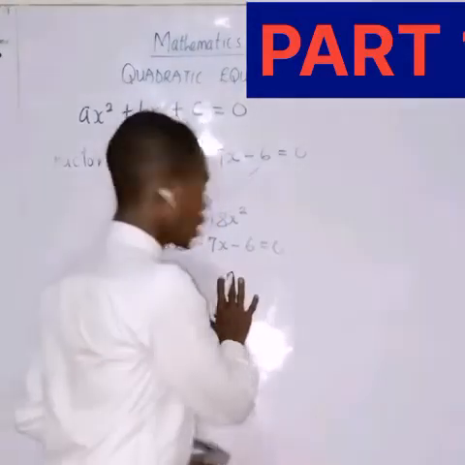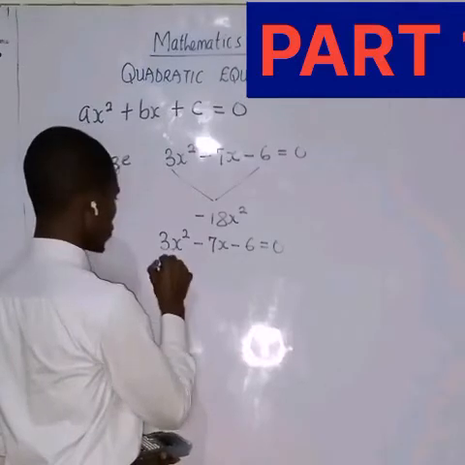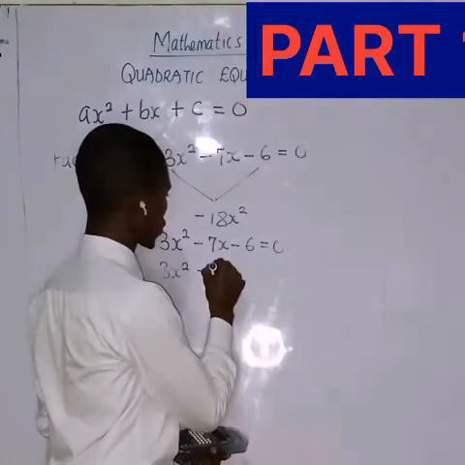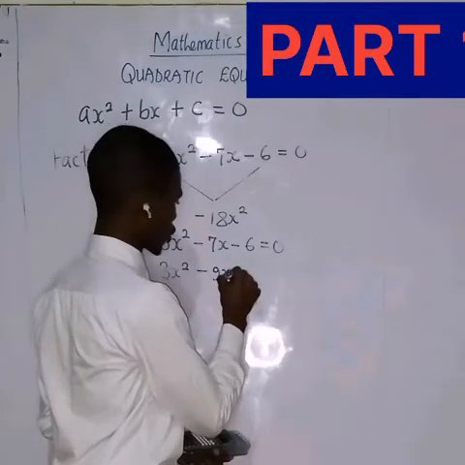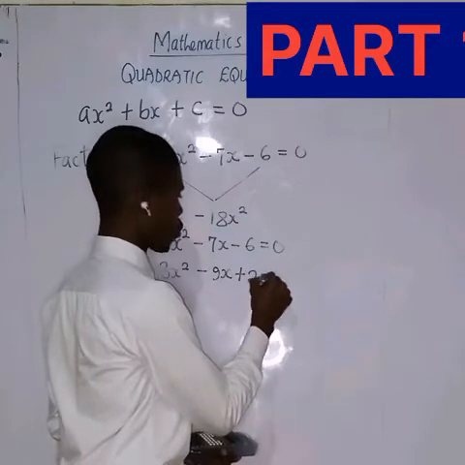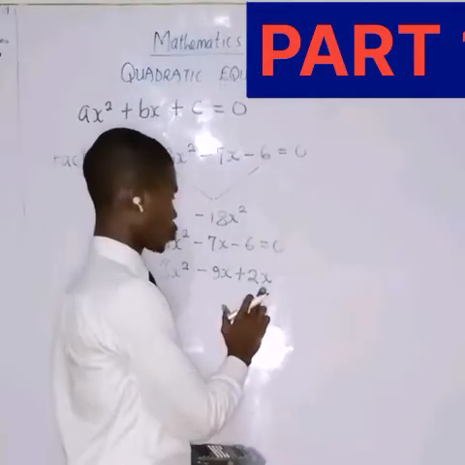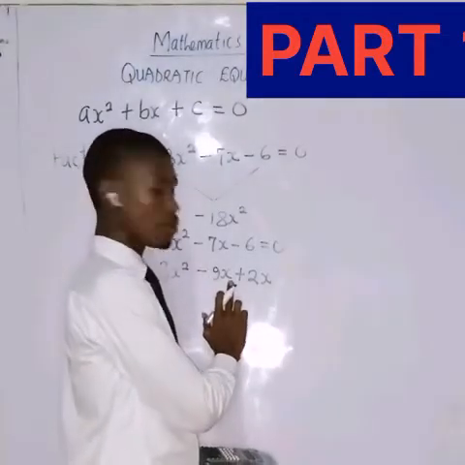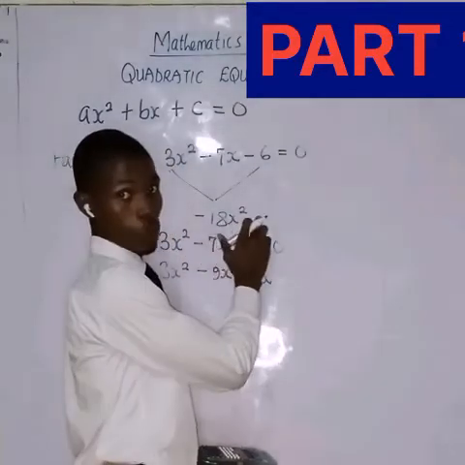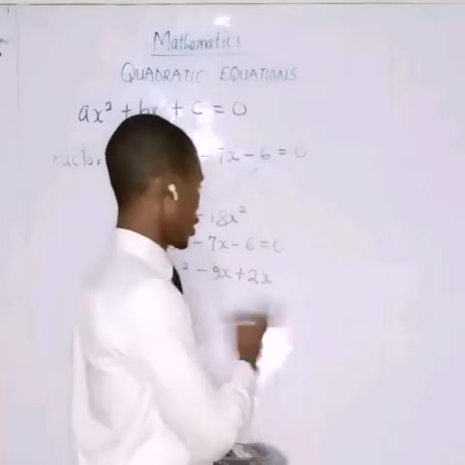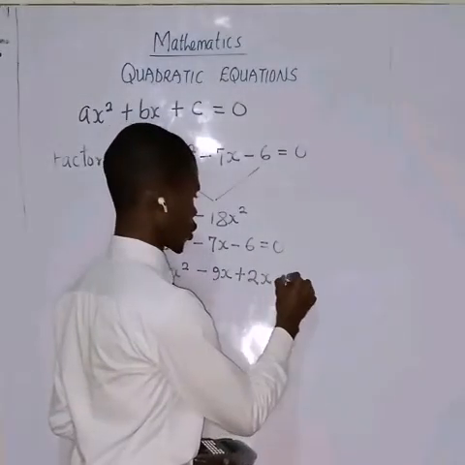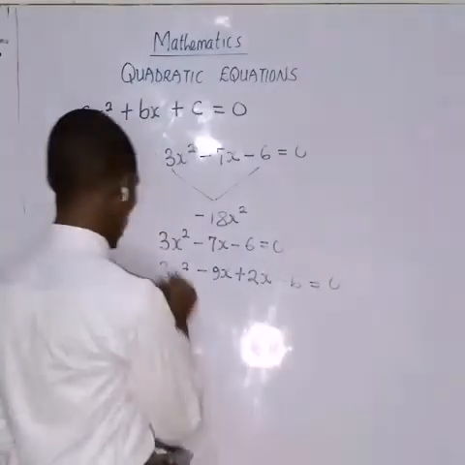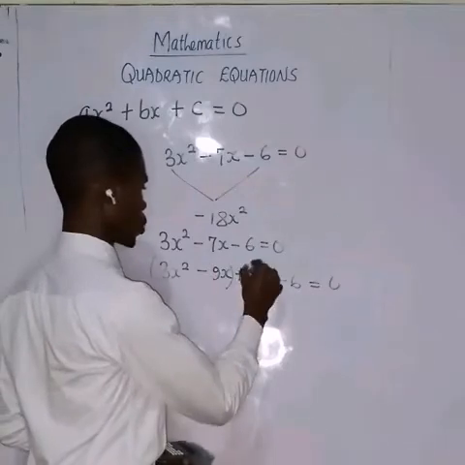So to combine this together, I should say 3x squared, now, if I say minus 9x plus 2x, you can see that minus 9x plus 2x gives us minus 7x. And similarly, minus 9x times plus 2x gives us minus 18x squared, which agrees with what I have said from the beginning. Alright, then I'm going to use minus 6 here, which is the constant, and then equate it to 0. Then I'll go ahead to group them in pairs this way.